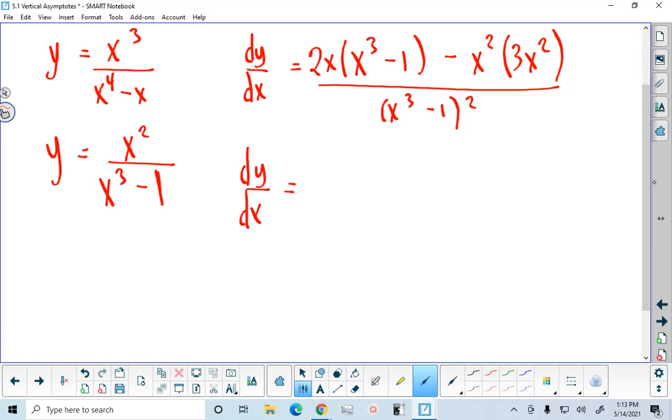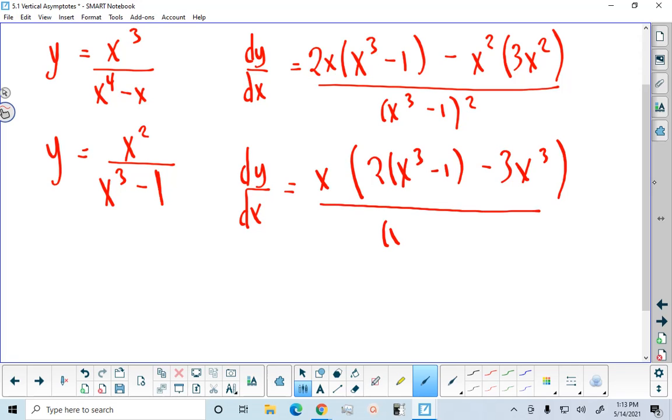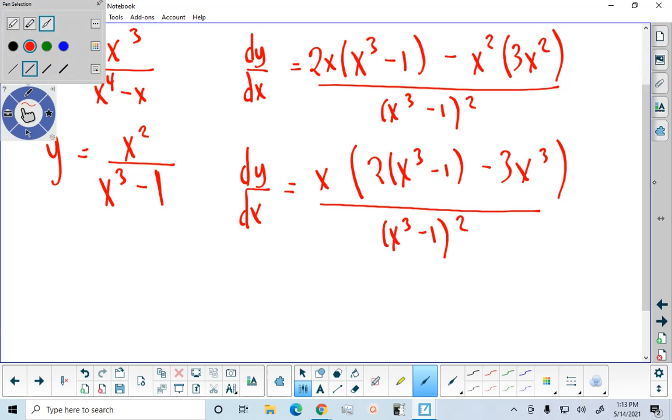I can take out an x, but that's it. And I will have left 2 times x cubed minus 1 minus 3x cubed. We'll double check that. Out of the first term, I can't really point at anything, so I'll use highlighters. Out of this term, I took an x out, so I'm left with the 2 times x cubed minus 1. Out of this term, which is 3x to the 4, I took an x out, so I'm left with 3x cubed, and I was subtracting.